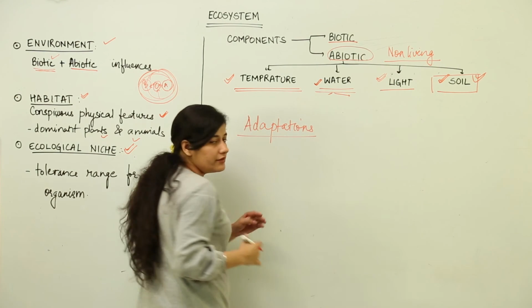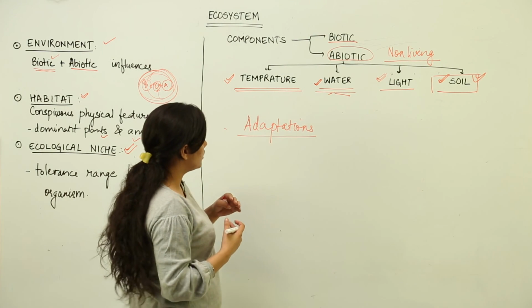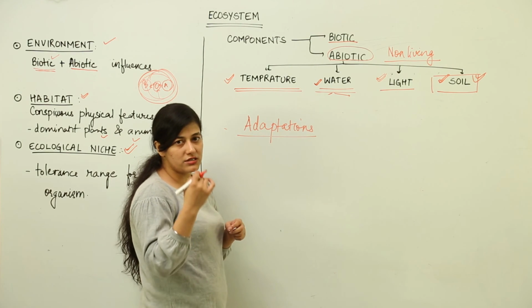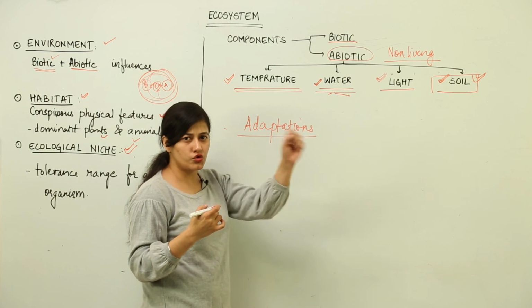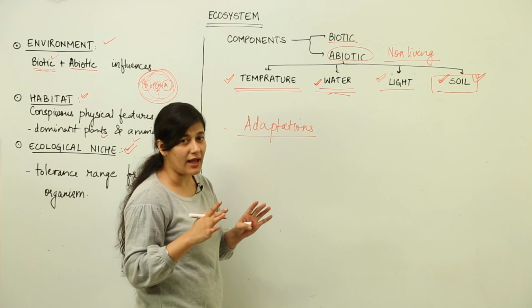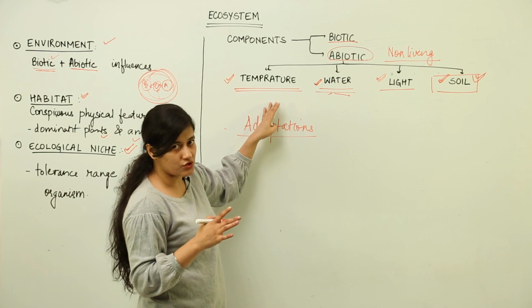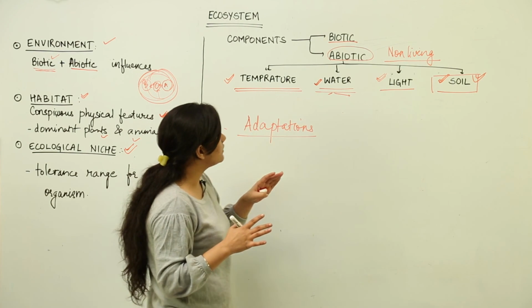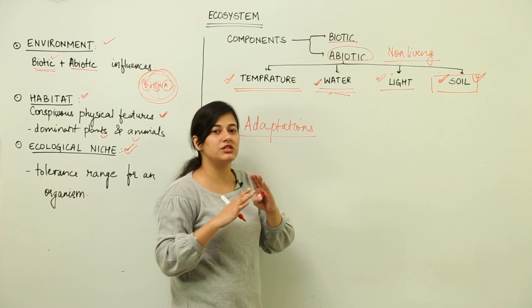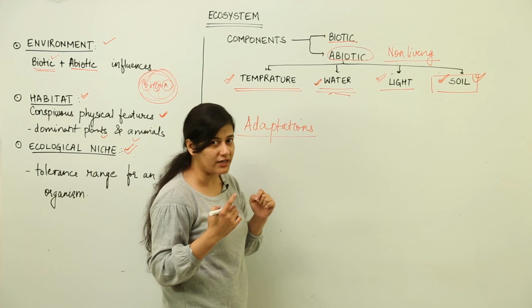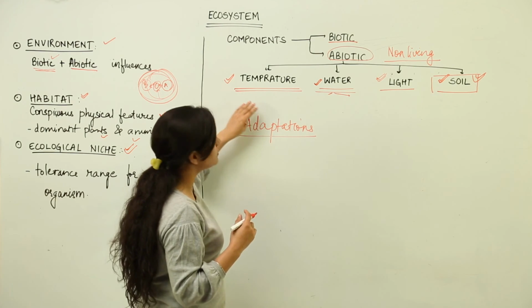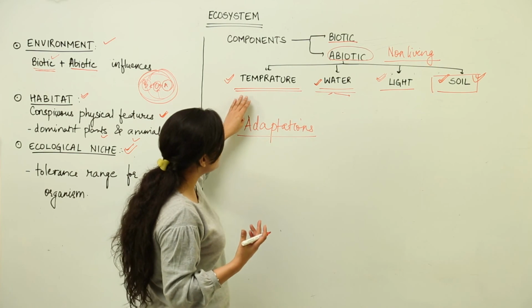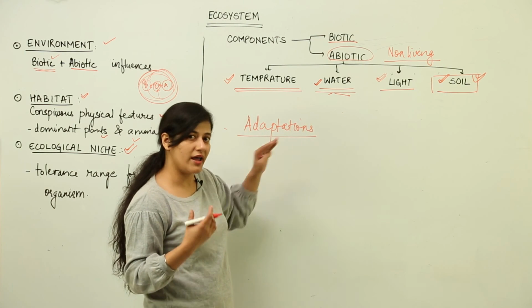See, a living thing can change. Supposedly you have a lizard in your room, so you would shoo it and it would go from there. That can happen, but you cannot change the temperature. Of course, you can change the temperature by thermostats and all, but you cannot change the temperature of the entire city. You don't have that much capability, nor does any organism have. So when we talk about abiotic factors, you are helpless basically.